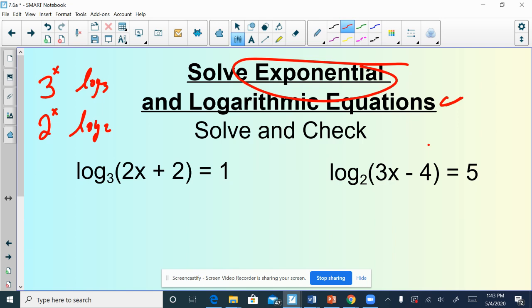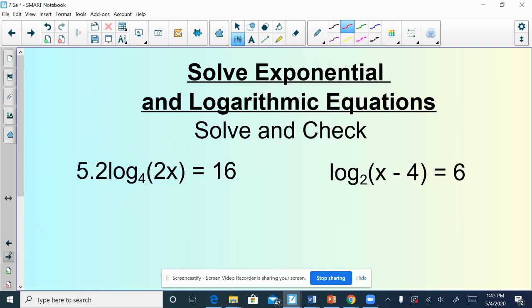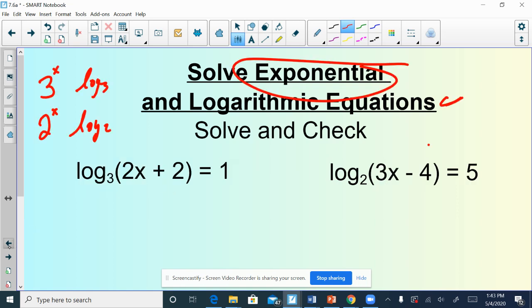Your first step is to isolate the log. So in this problem, log base 3 is isolated. There's nothing on the same side of the equation as the log. Let's look at an example just for fun. Here's an example where the log isn't by itself yet. So that problem we'd have to do a step first. But in this problem over here, we only have a log. And so that's our first step.